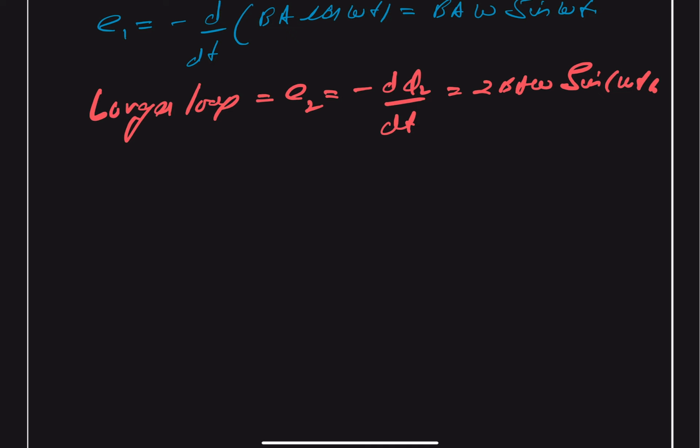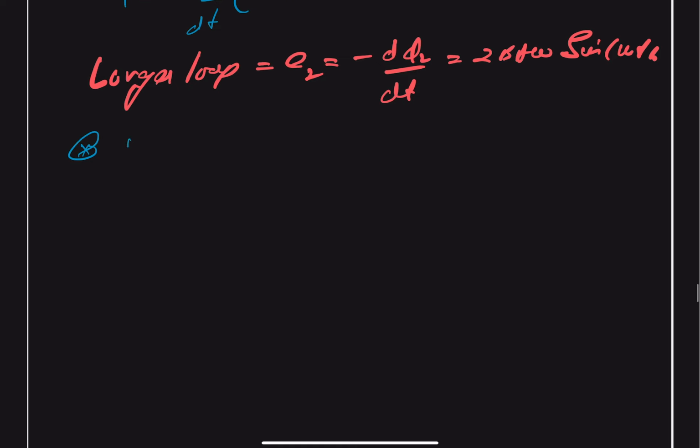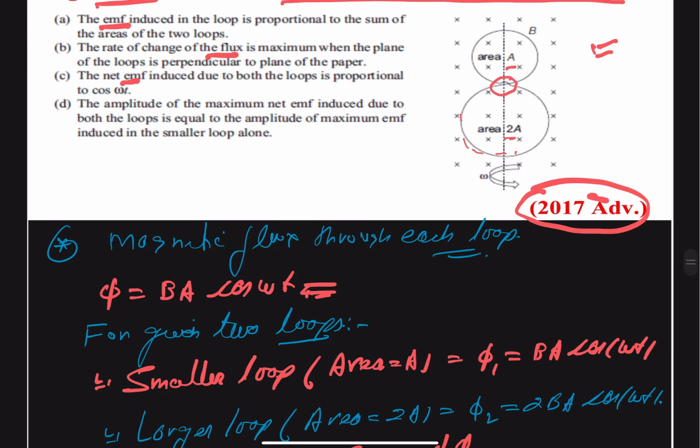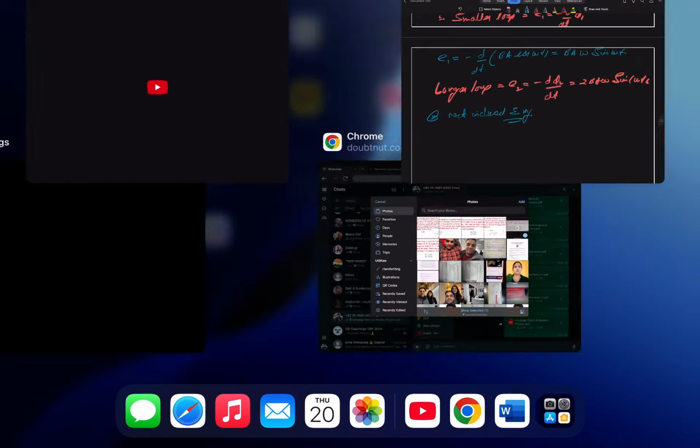And the net induced EMF, we can see from the figure that the smaller as well as the larger loop are oriented oppositely, okay, because the figure 8 is formed. So orientation is different. Because of this, the EMFs will be subtractive in nature, of area A and of area 2A.